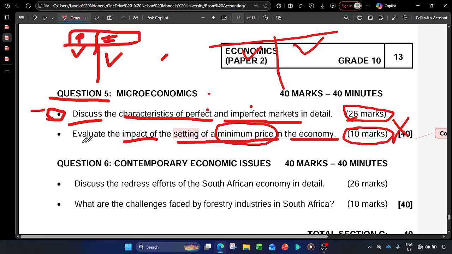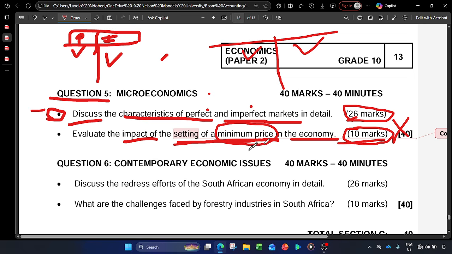So here they are saying that we must evaluate the impact of setting the minimum price in the economy, and it is 10 marks, guys. So when there are 10 marks, you know that you have to write 5 or more points, right? Please don't make the mistake of writing maybe 2 points. No, write 5 or more points. Each sentence has 2 marks, but if you are not confident about your sentence, you can write as many points as possible.